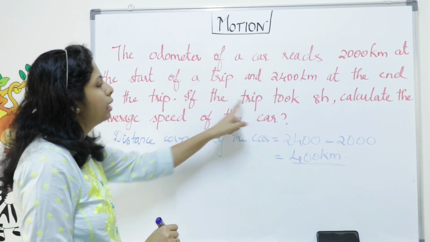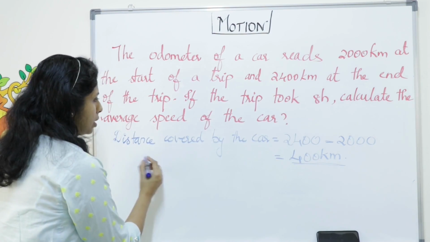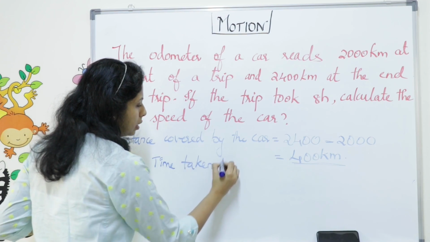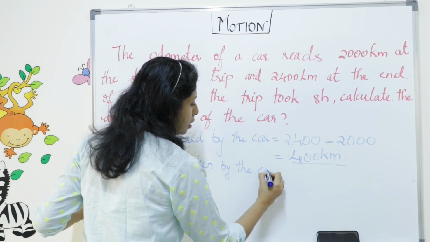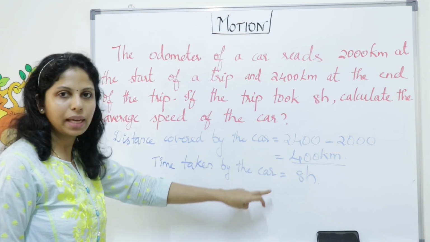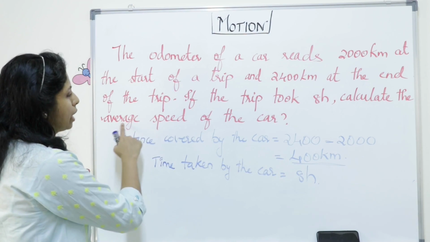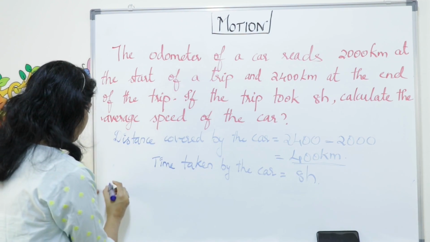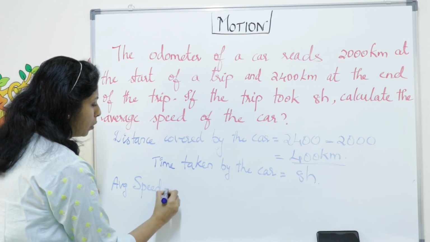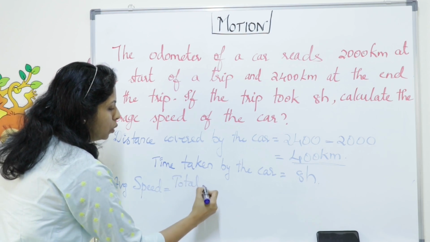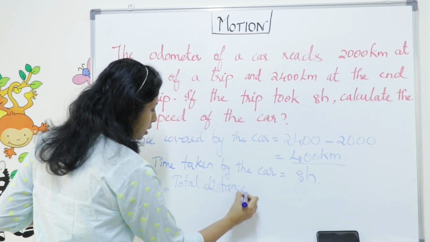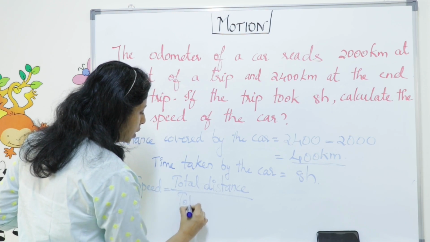What is the time taken? The trip took 8 hours. So the time taken by the car is equal to 8 hours. So from this, can we calculate the average speed? Yes, because they have asked to calculate the average speed of the car. So by definition, we know that average speed is equal to total distance by total time.